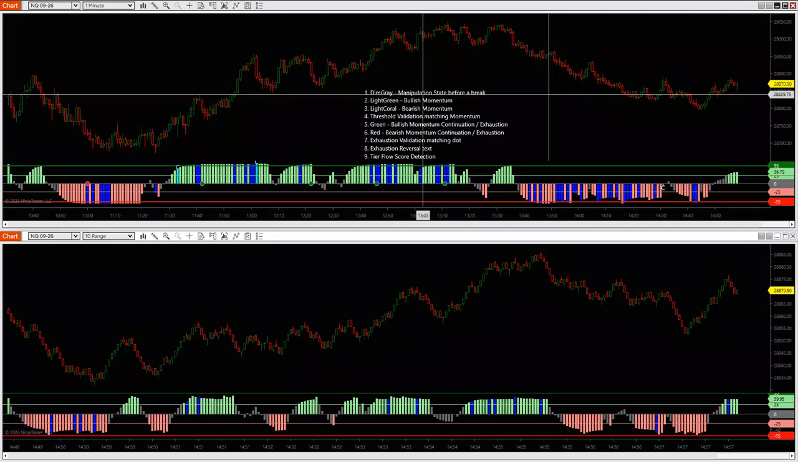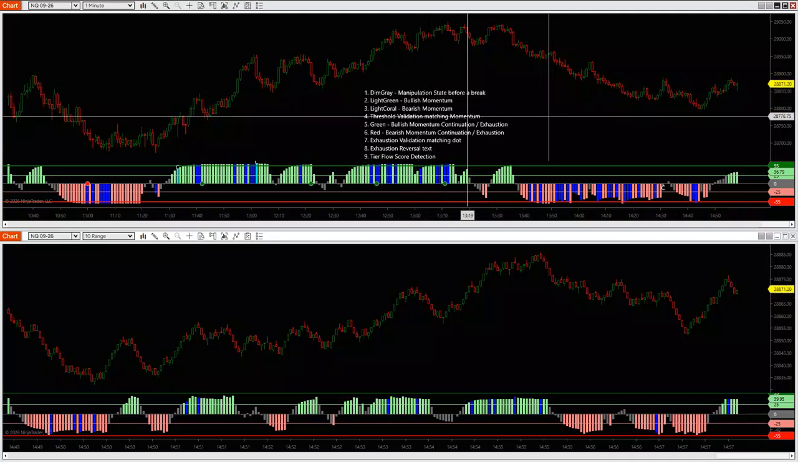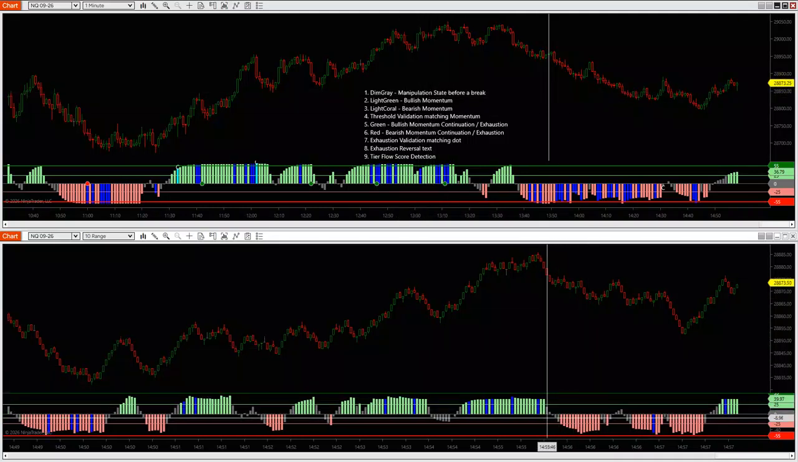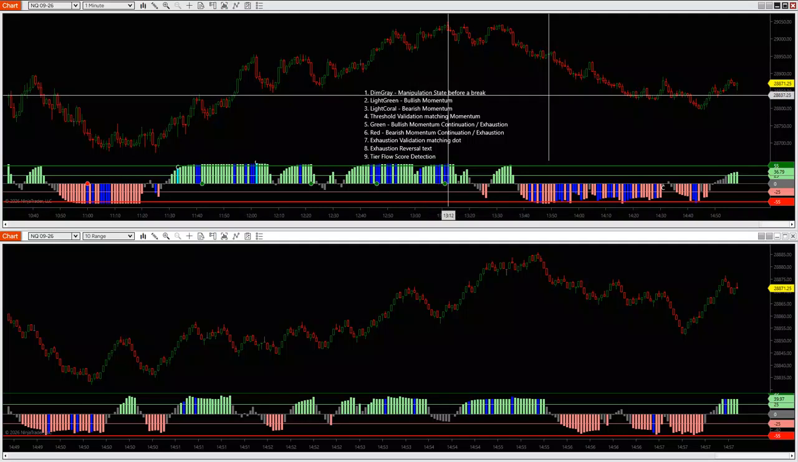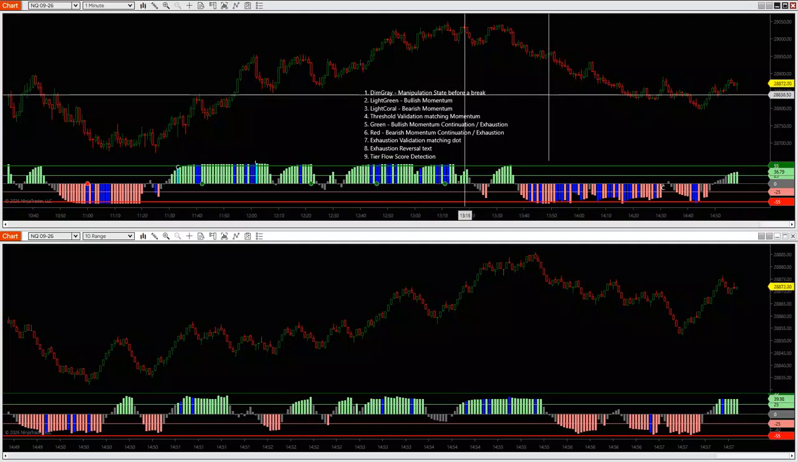Here we go. So the manipulation state, this is when it's gray. It's sitting in between, you'll see why I broke it up like that. It's sitting in between those 2 lines. That's before a break. Now it can be to either side.